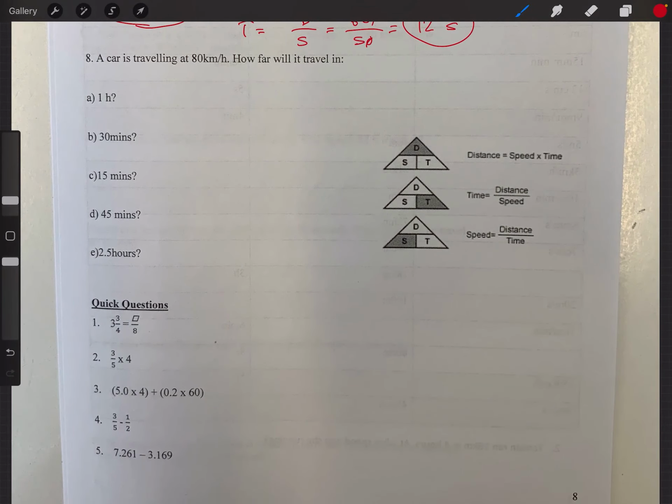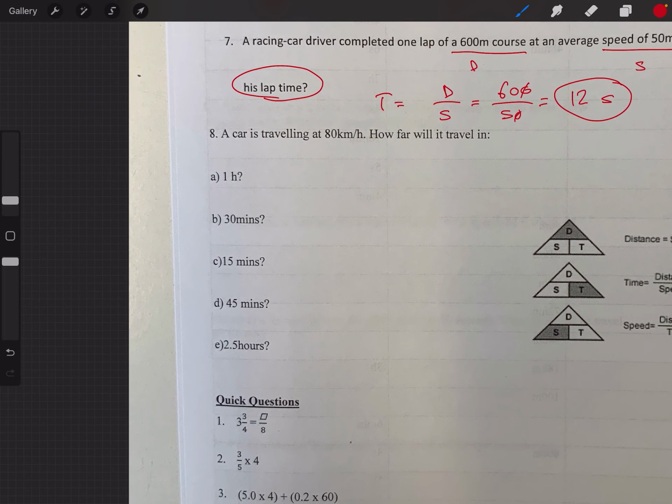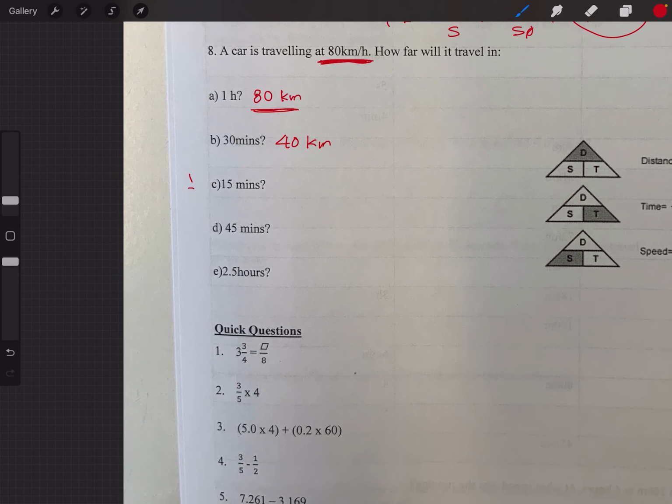A car is traveling at 80 kilometers per hour. How far will it travel in 1 hour? Well, it tells you right here, 80 kilometers per hour, so this will be 80. In 1 hour, we travel 80. 30 minutes is half of 1 hour, so half of 80, that's 40. 15 minutes is a quarter of an hour. So in 1 hour you do 80, a quarter of an hour is 80 divided by 4, and that's 20.